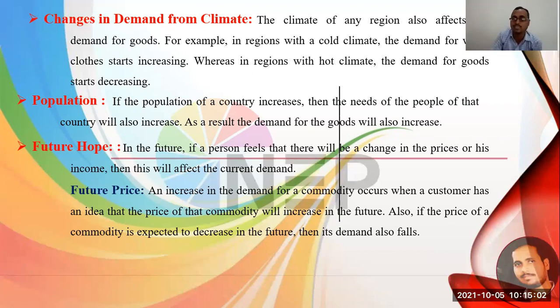First, the future prices. An increase in the demand for a commodity occurs when a customer has an idea that the prices of the commodity will increase in the future. Also, if the price of the commodity is expected to decrease in the future, then the demand will fall. If the prices will increase in future, the demand currently will increase. If the prices will decrease in the future, then the demand currently will decrease. This is the first effect.